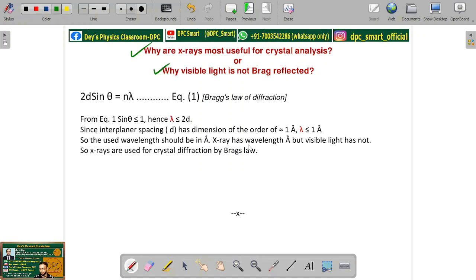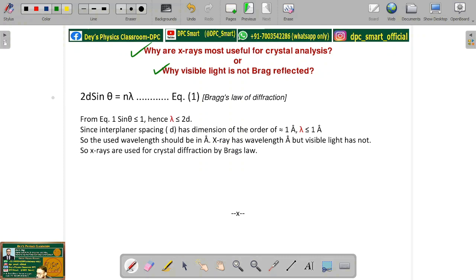The two questions are the same: why X-ray is used for crystal analysis or Bragg reflection or Bragg diffraction. Secondly, why visible light is not used, or why visible light is not Bragg reflected.